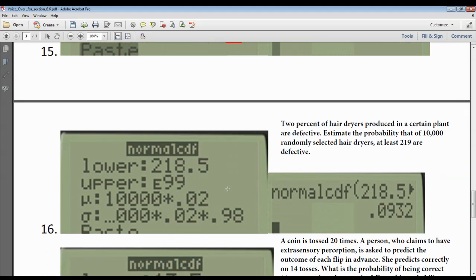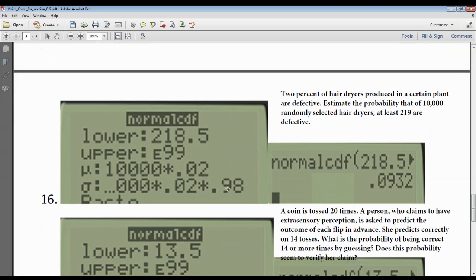It looks like the same plant making these hair dryers. We still got 10,000 being produced. That's n at least 219. So I've got to the left, 218.5, and to the right, 219.5. At least 219 means 219 and above.